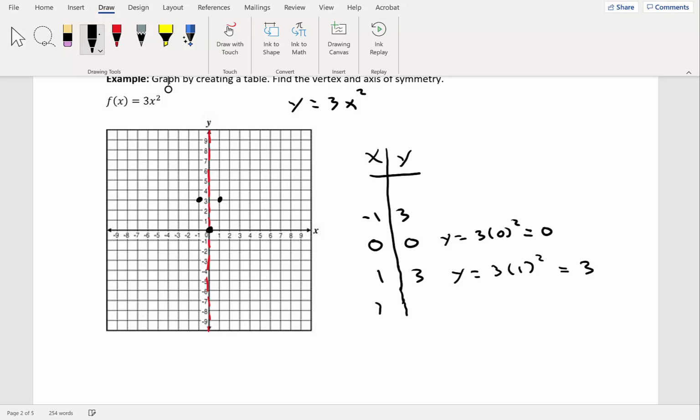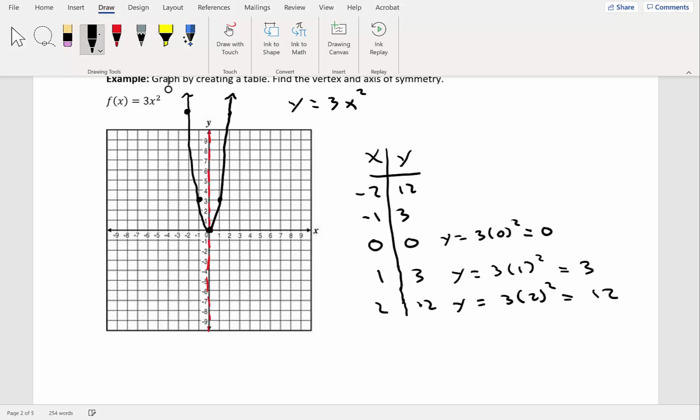Well, let's go ahead and plug in 2 for our x. We have 3 times 2 raised to the second power, which gives me 3 times 4, which is 12. So now I have the point 2, 12, which will approximate about right over here. But now since 2, 12 is a point, if I go 2 units the other direction from my vertex, I get negative 2, 12 as another point. So now we have 5 points. We could go ahead and draw our parabola.